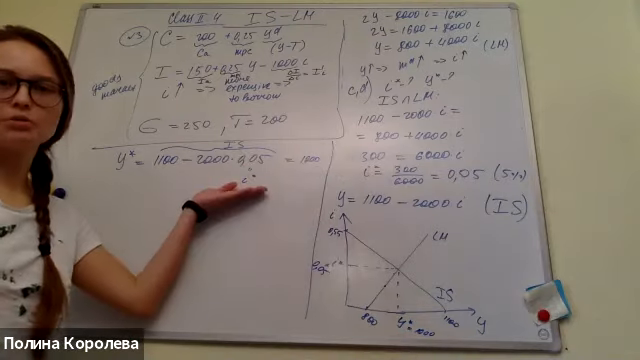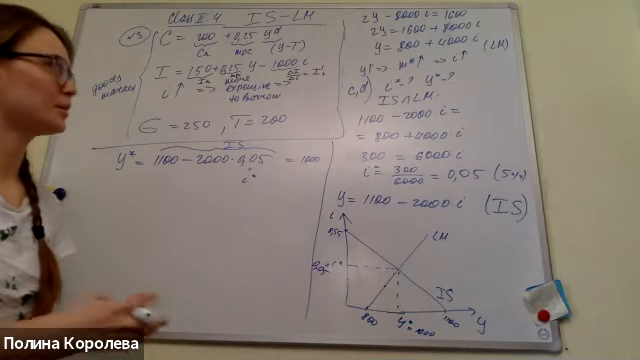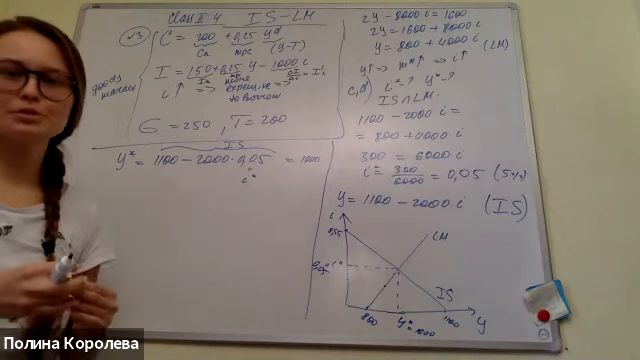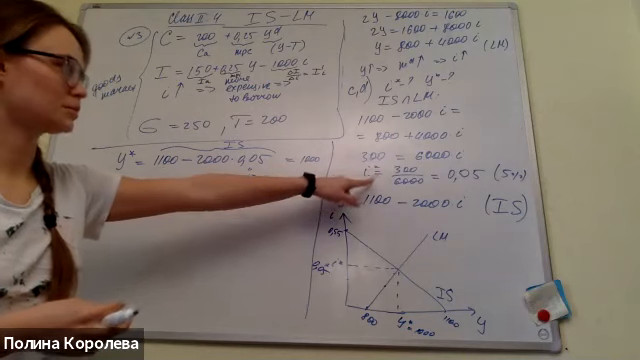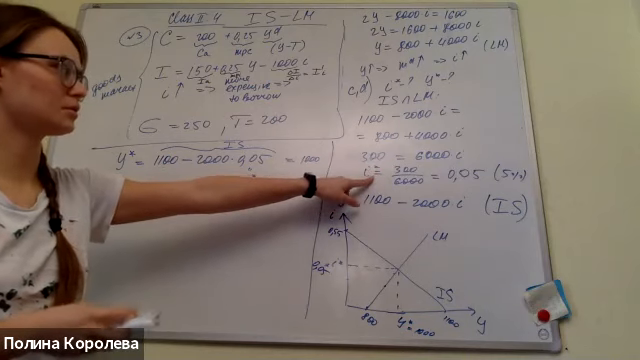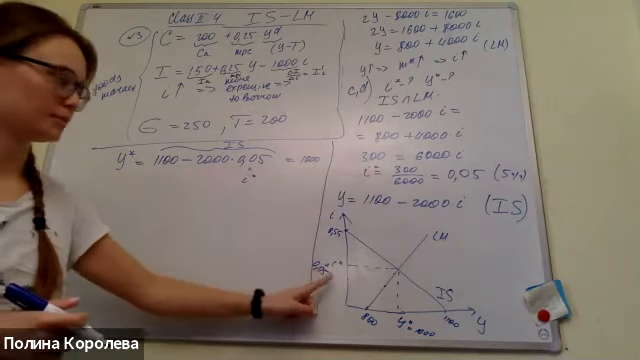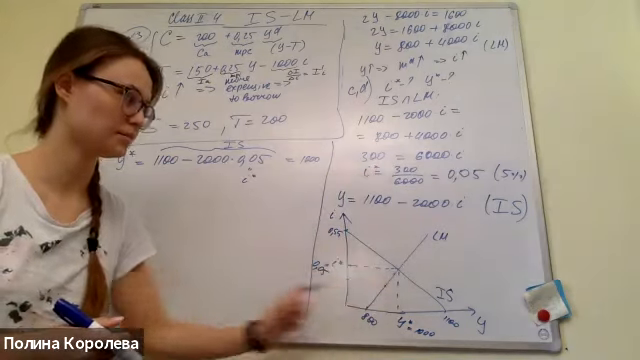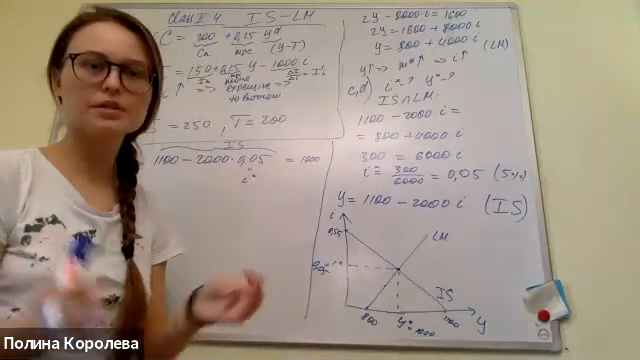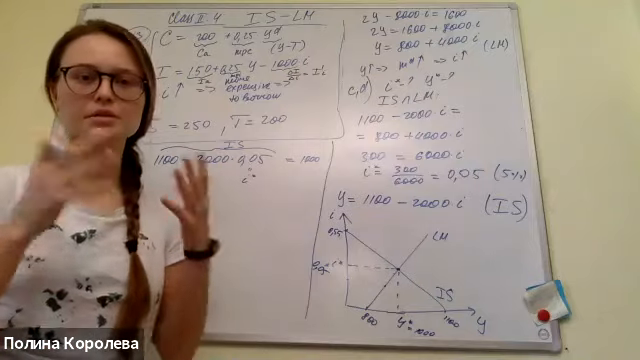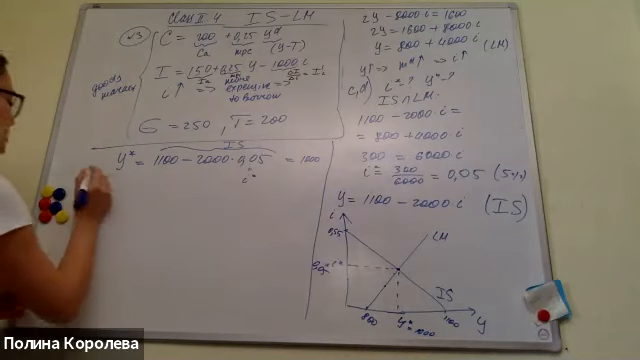Guys, any questions about how we found it? We crossed two lines and that's all. We solved the system with two equations and two unknowns and found these two unknowns: the equilibrium interest rate and equilibrium GDP. So we found the cross of IS and LM. And this is equilibrium, both in the money market and the goods market, when both these markets are in equilibrium. So next, E.